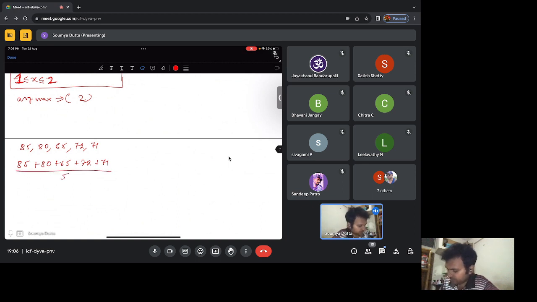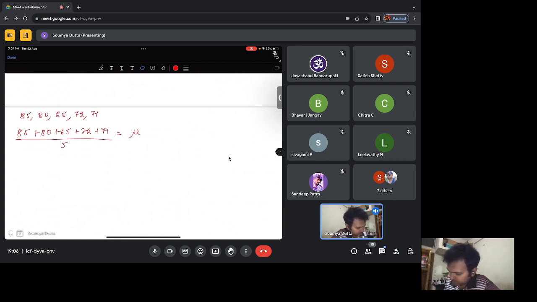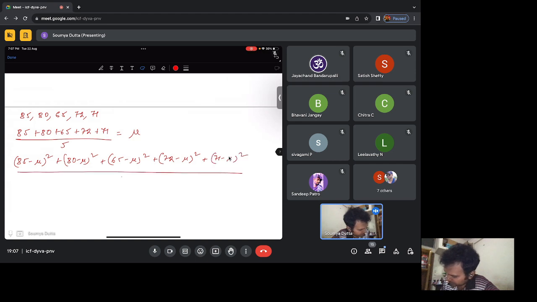Seventy-one by 5. You need to get the mean. So this will become the mean. Okay, and once you do that, the next thing you need to do is calculate the standard deviation or the variance. So you need to divide this by 5, and you will get sigma square.